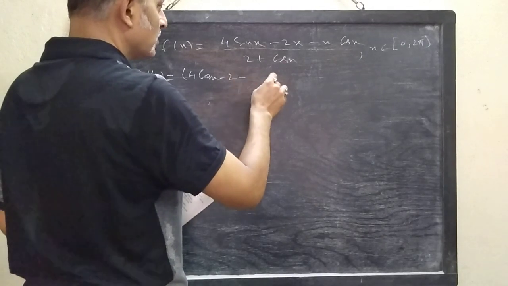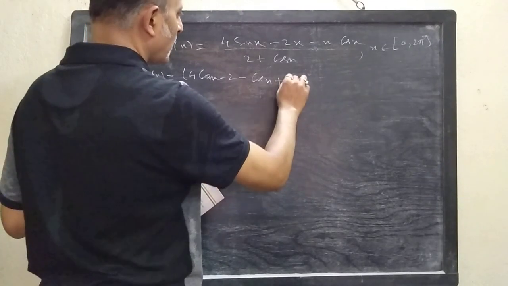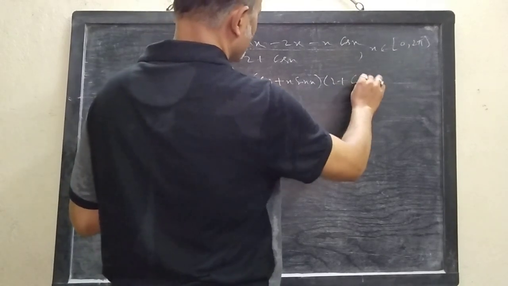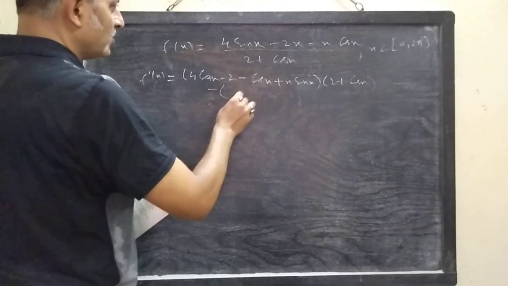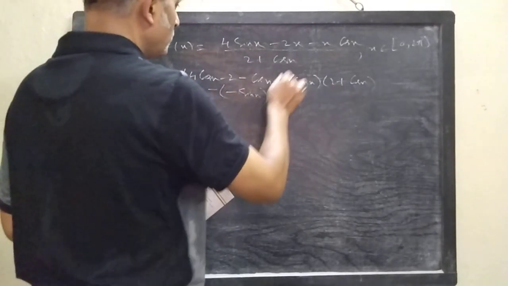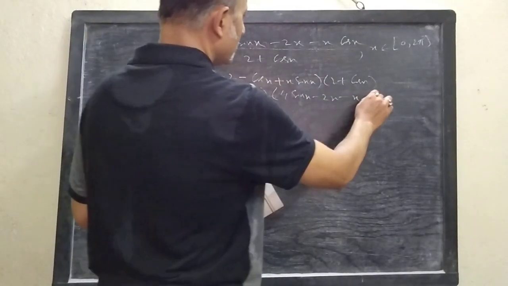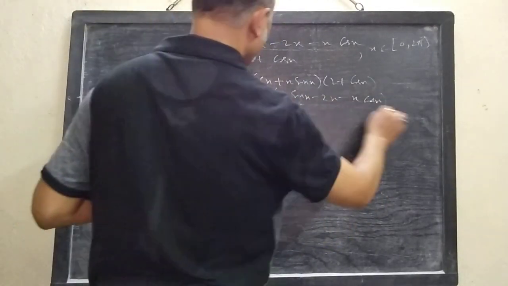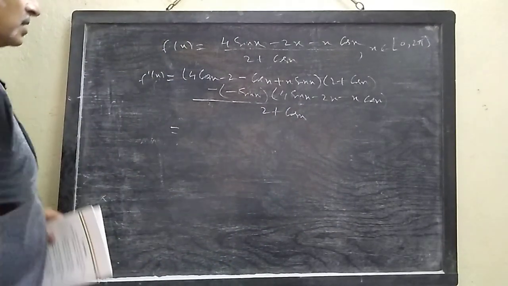minus cos x plus x sin x into 2 plus cos x, then compulsory minus, derivative of denominator, this will be minus sin x into numerator unchanged, that is 4 sin x minus 2x minus x cos x, whole divided by 2 plus cos x.